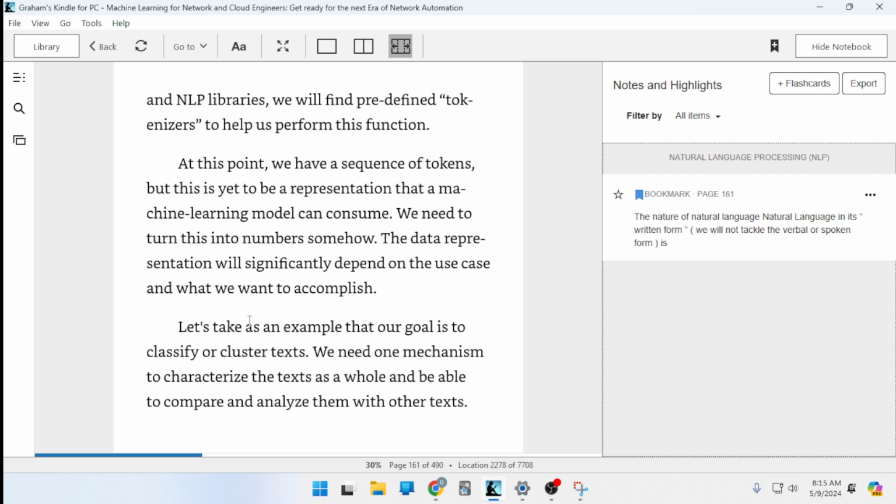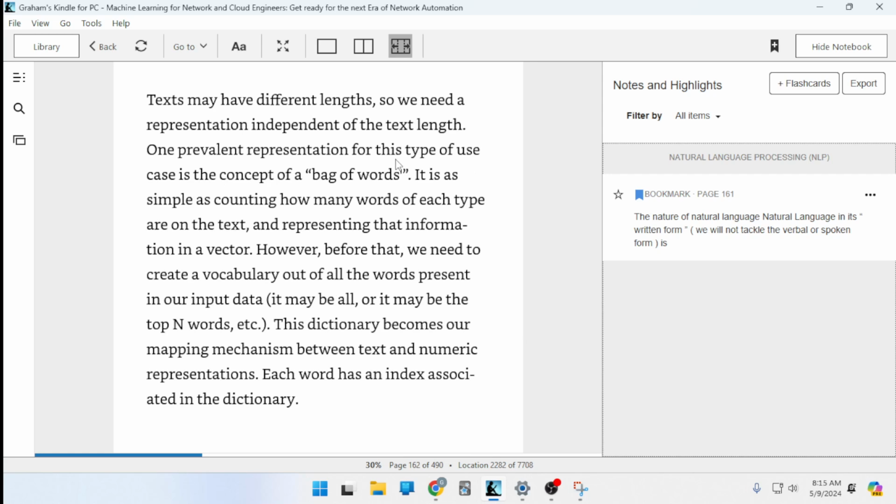Let's take as an example that our goal is to classify or cluster texts. We need one mechanism to characterize the texts as a whole and to be able to compare and analyze them with other texts. Texts may have different lengths, so we need a representation independent of the text length. One prevalent representation for this type of use case is the concept of a bag of words.